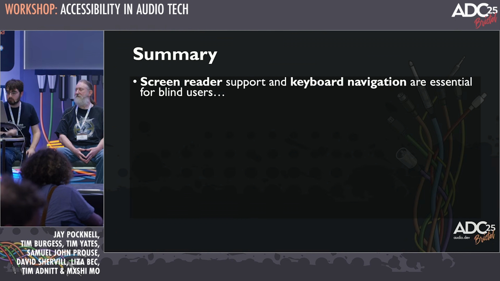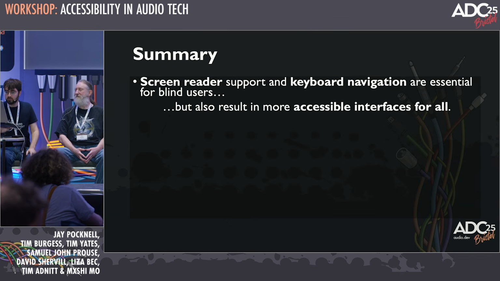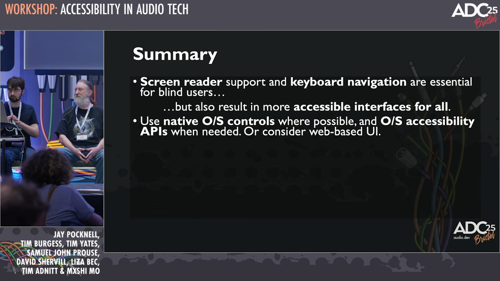So just to summarize what we've covered in this session, because we're coming up to the end. Screen reader support and keyboard navigation are essential for blind users, but they also result in more accessible interfaces for all users. You should use native operating system controls where possible, and operating system accessibility APIs when needed, or you could also consider using a web-based UI.